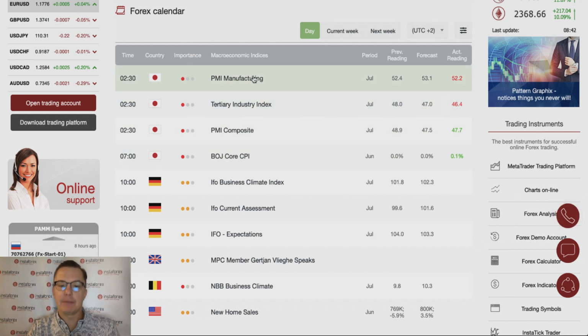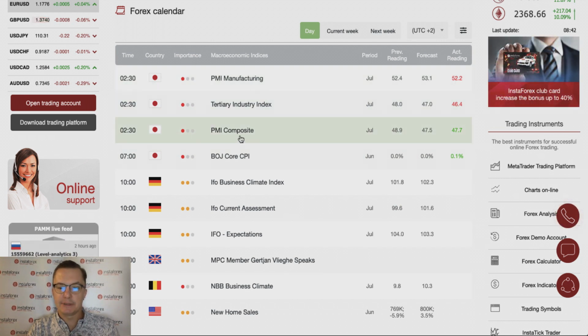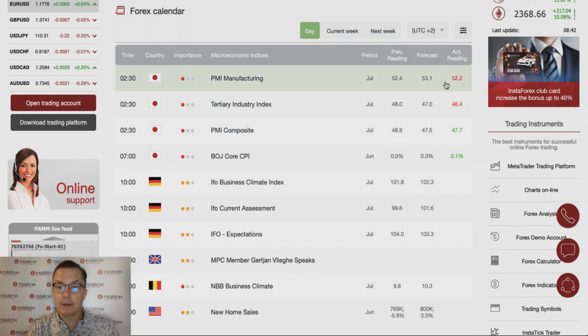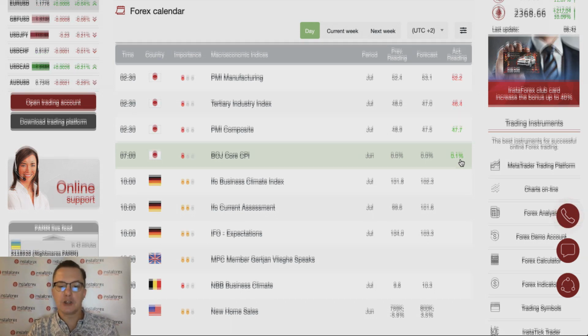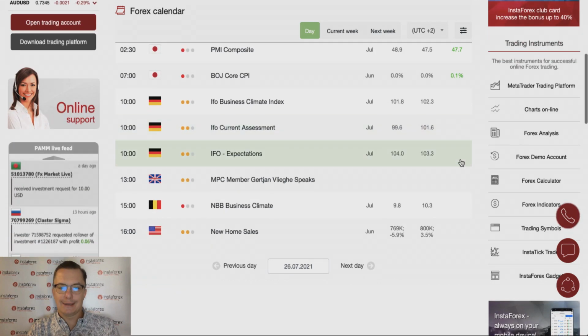As you can see, the PMI manufacturing and PMI composite data were released. Composite was just slightly better than expected, but it was worse than a month ago, and the PMI manufacturing data were worse than expected and worse than a month ago. Bank of Japan Core Consumer Price Index is rising from 0% to 0.1%, just a slight jump in core CPI.